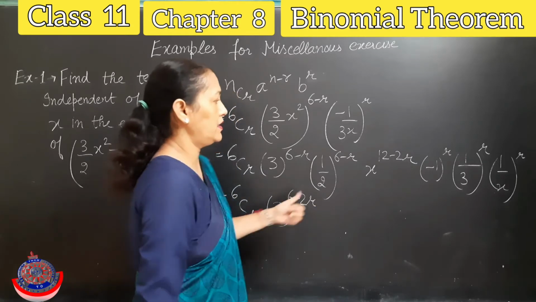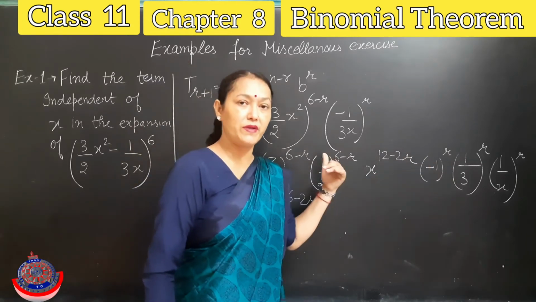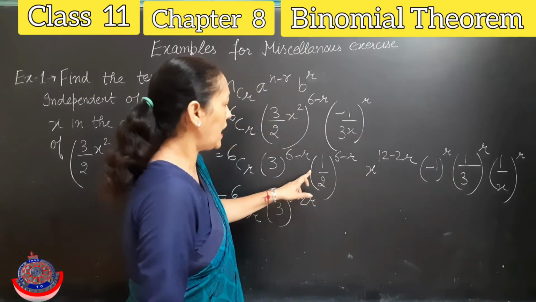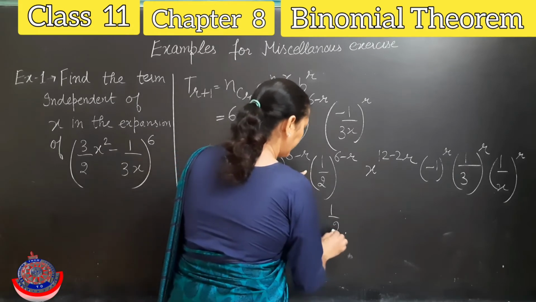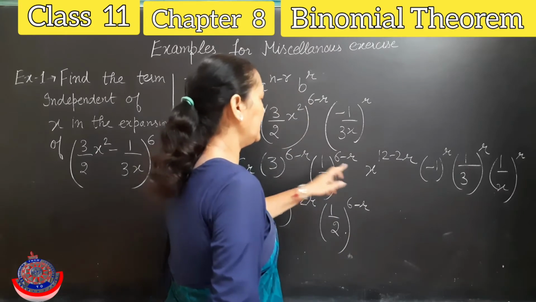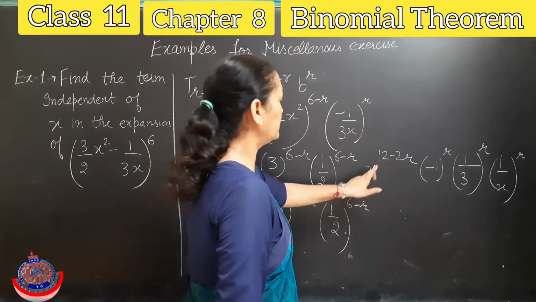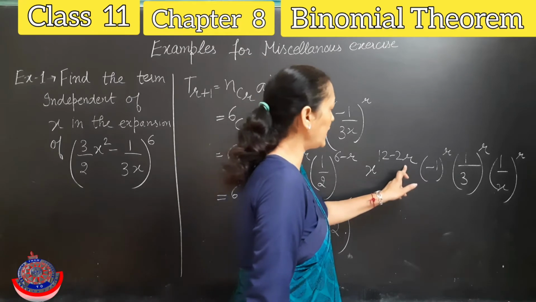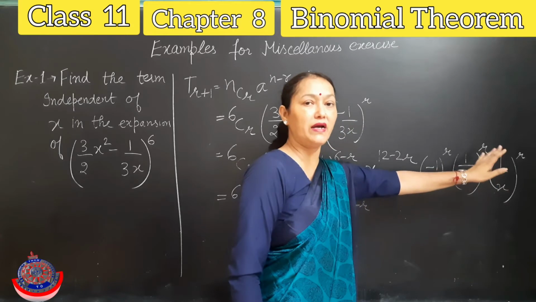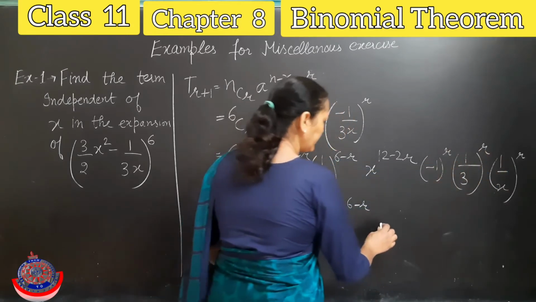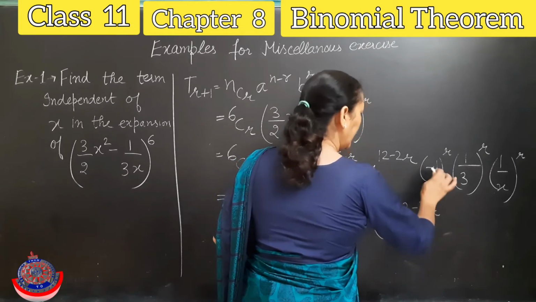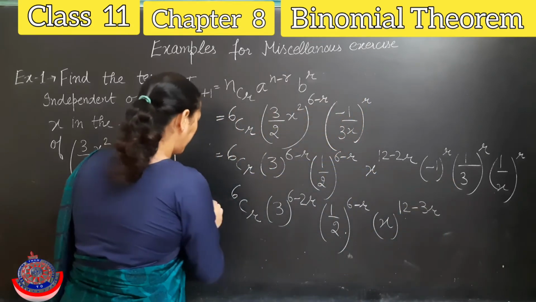Same base, multiplication is there, so the powers will be combined, or you can take it as division also, then subtraction will be taken. Then half is having 6 minus r, there is no other like term. Then this x is having 12 minus 2r, and here it is 1 upon x power r, that means x is having minus r, so combining it will be x power 12 minus 3r, and this minus sign we can keep at the front.